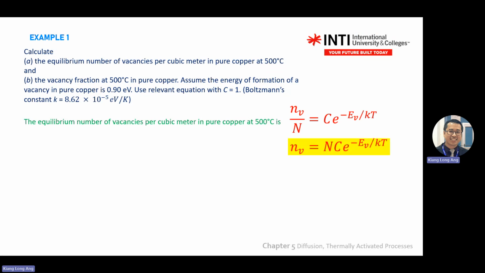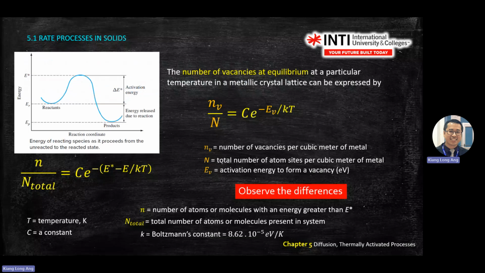Temperature is here. So you move capital N to the right-hand side. You need to calculate N first in this kind of structure. How to find N? How to find the total number of atoms per cubic meter? How do you find it? How do you find 1 meter by 1 meter by 1 meter of copper? How many atoms are inside?